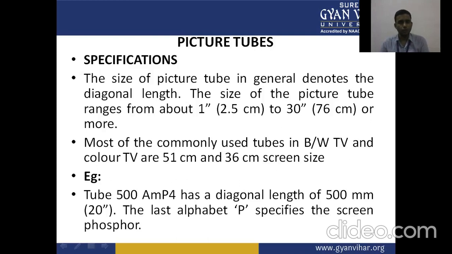The last alphabet P specifies the screen phosphor. So picture tubes range from 1 inch to 30 inches in black and white television systems, and in the case of color television systems, they have sizes of 51 centimeter to 36 centimeter screen size.